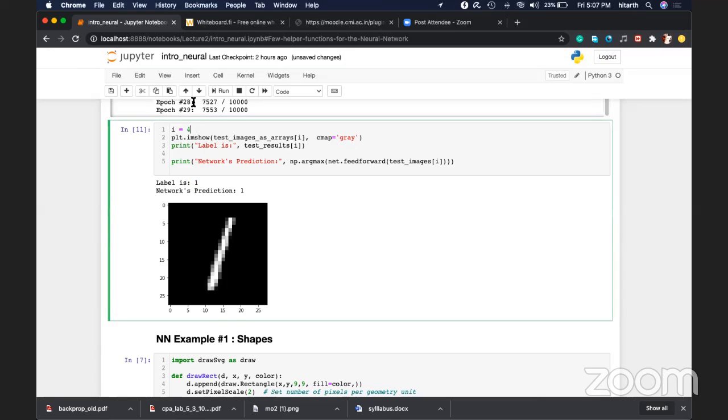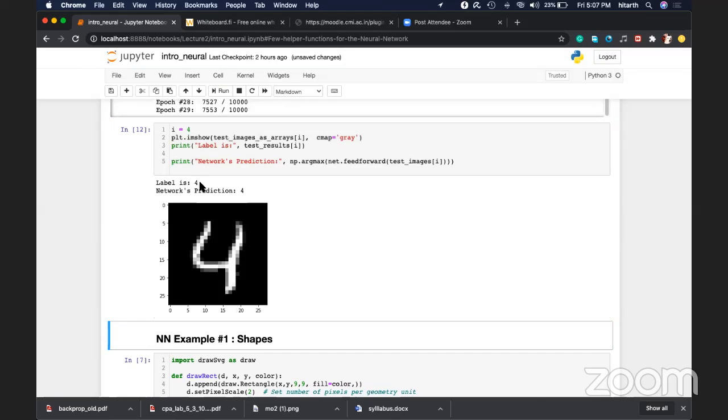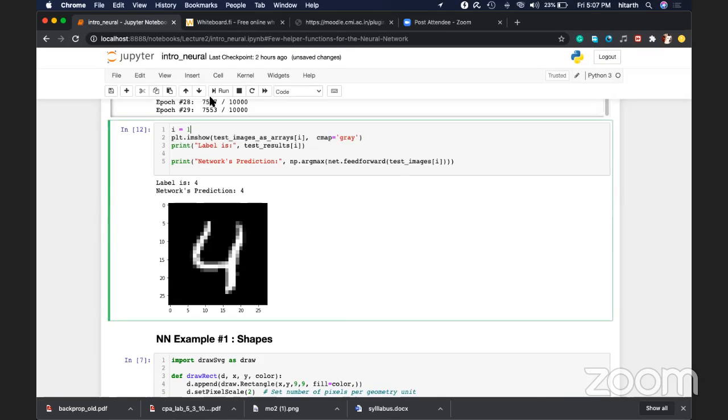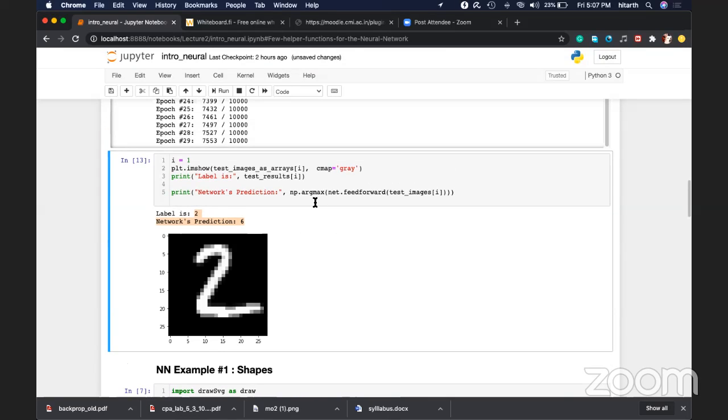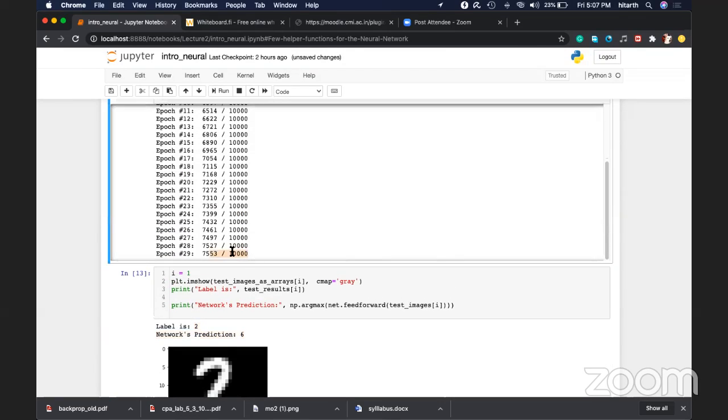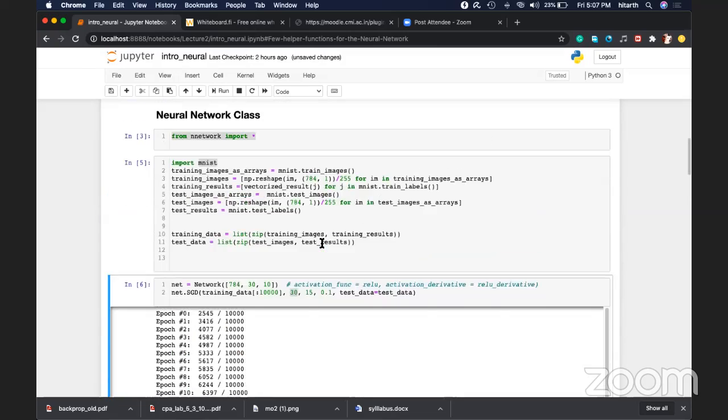Let us try to change this and see. The label is 4, prediction is also 4. The label is 6, the prediction is 2, of course. This is kind of like 6, I don't know. Of course, our network is doing pretty badly, but you can try to figure out ways to decrease this error rate. So you will have to implement this.